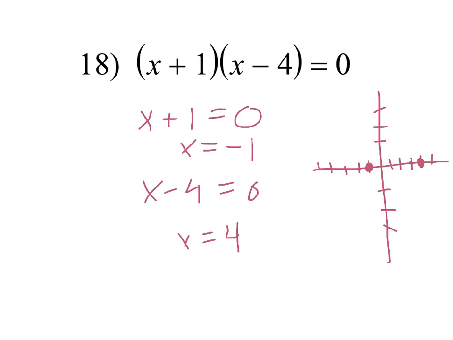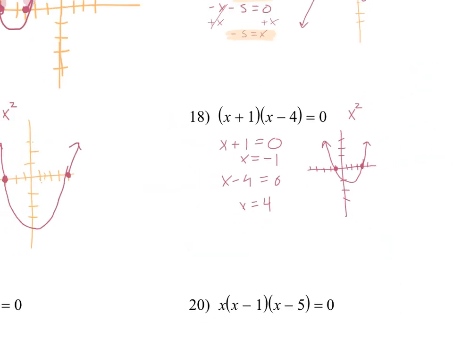How many x's do we have in this original equation? 2. So we're going to have an x squared graph. Are any of our x's negative? No. So how's our graph going to end? Up. And how's it going to start? Up. And we just connect it there. Okay, let's go to 19.